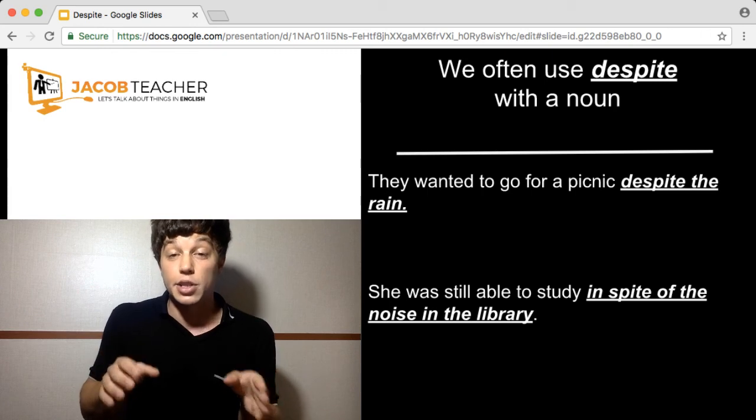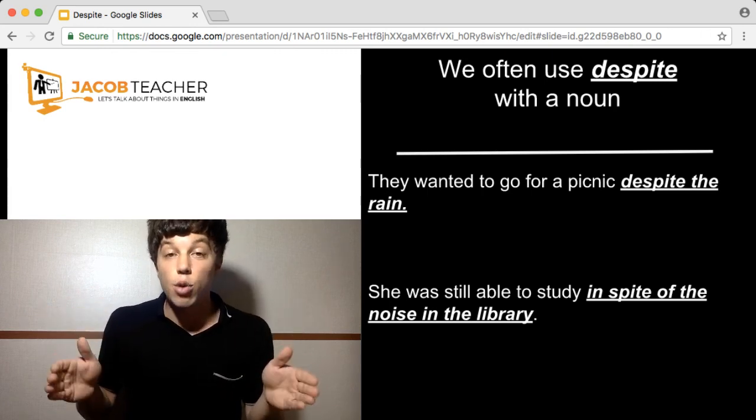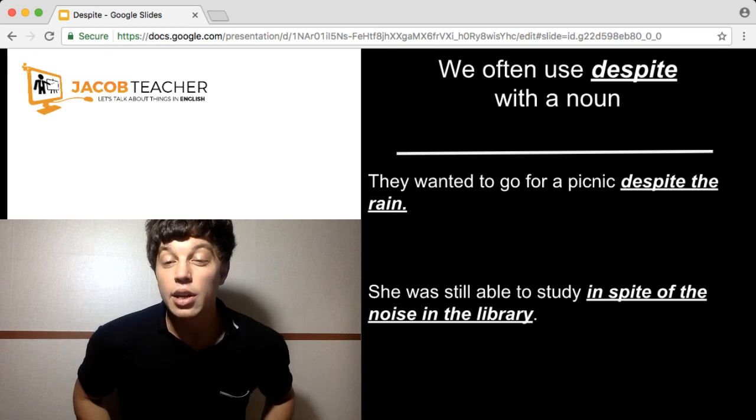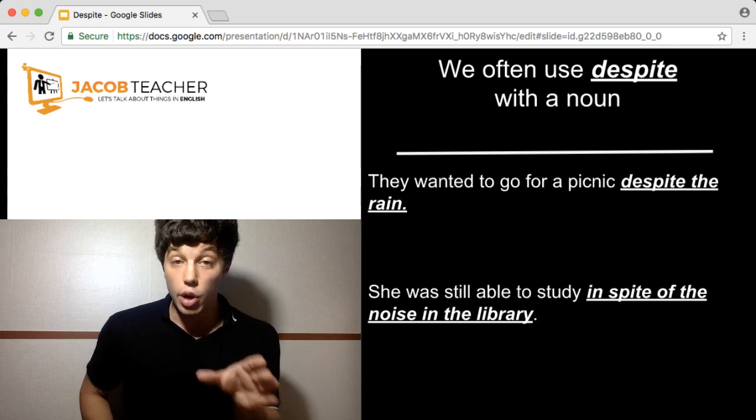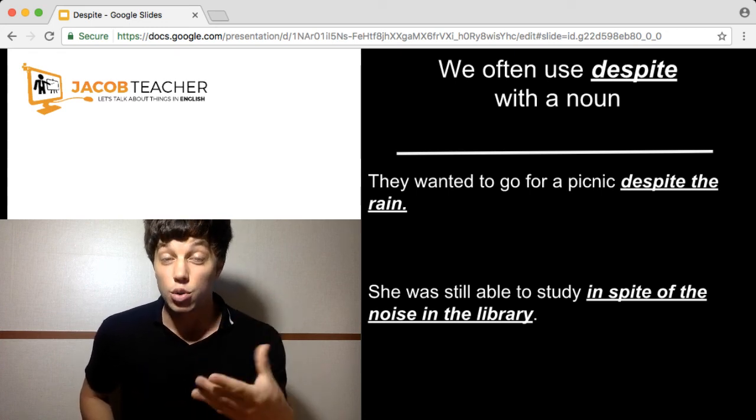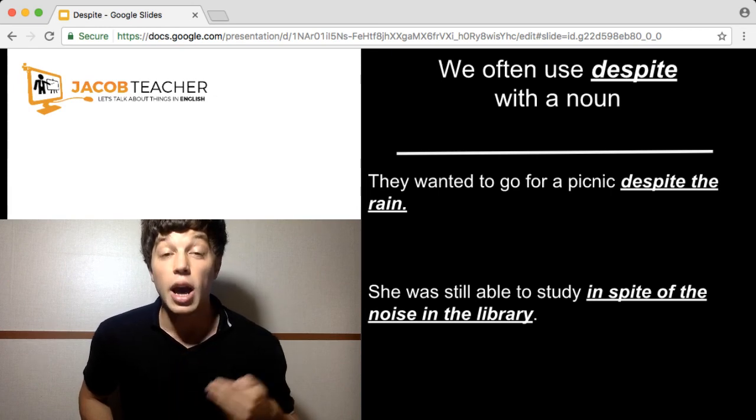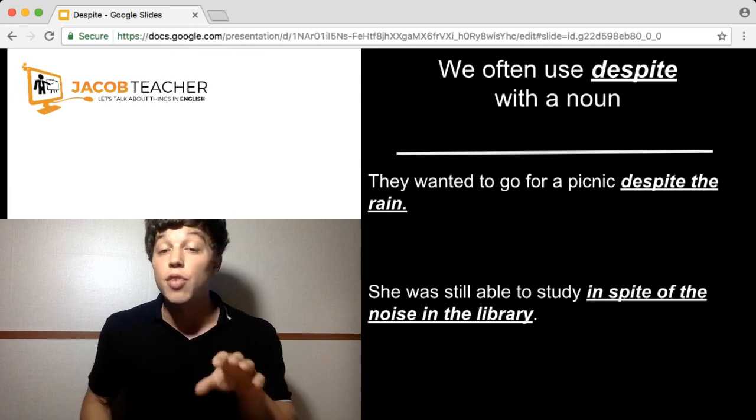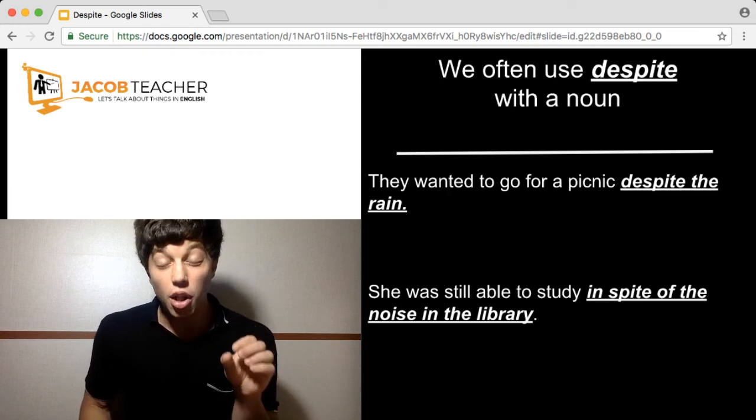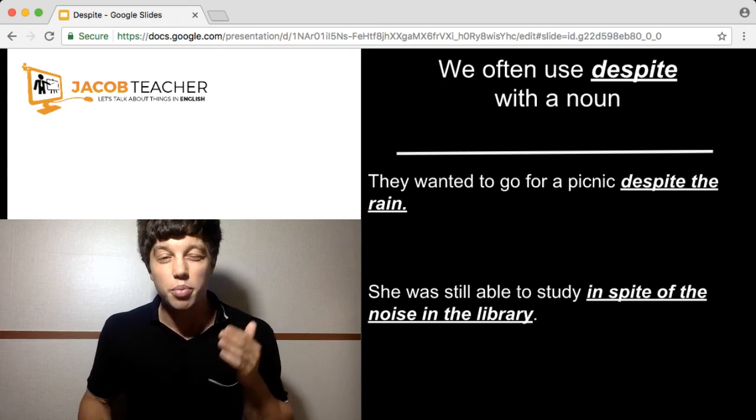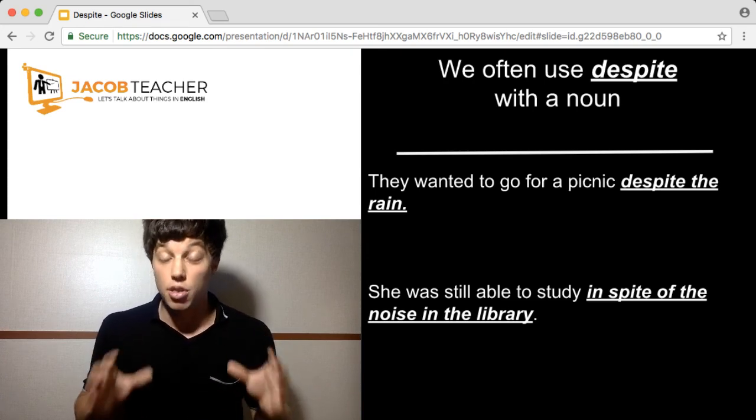So despite is followed by a noun phrase, right? She was still able to study in spite of the noise in the library. The noise in the library is the noun phrase that follows in spite of. Again, in spite of, despite, the exact same thing. If I wanted to say she was still able to study despite the noise in the library, it would mean the exact same thing, okay?